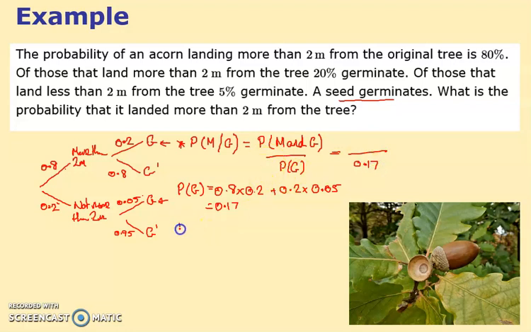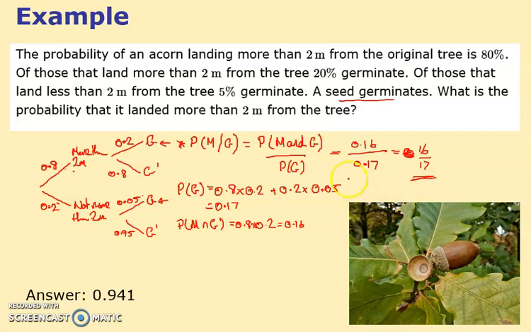The top bit is actually, I think, the easier bit. I should have done that first. M and G is more than that and that. I think it's just the 0.8 times 0.2, which is 0.16. So this is that divided by this, which is 16/17. I've got 0.941. I assume that is 16/17. 0.941, yes. So this is correct. It doesn't matter. My answer is better here.